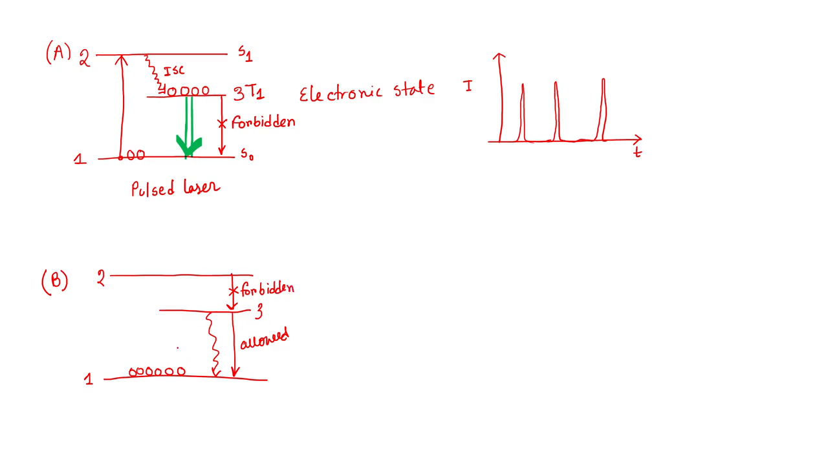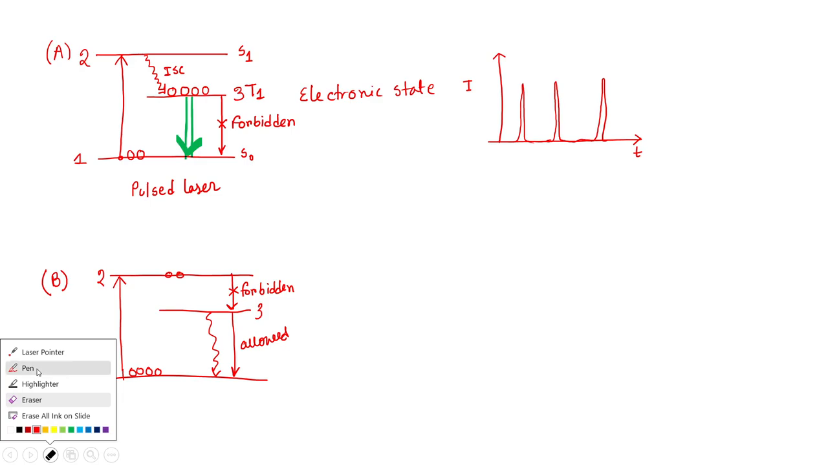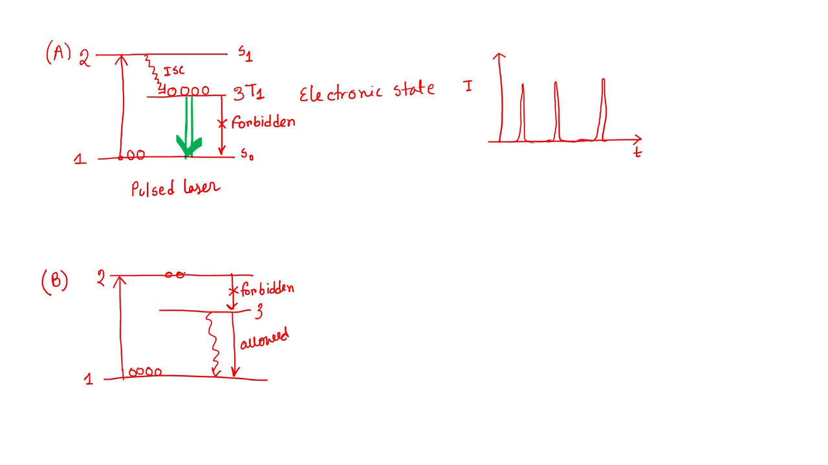Suppose there are 6 molecules here, and after excitation from 1 to 2, suppose 2 molecules are there now. If you compare the population of the 2nd and 3rd levels, there is a population inversion, right? So what we are going to see is that there is a population inversion between 2 and 3.